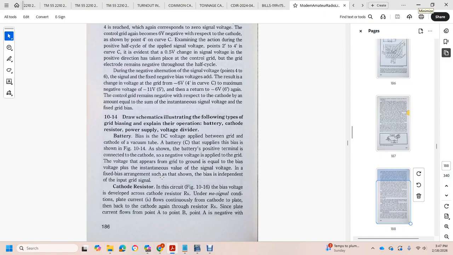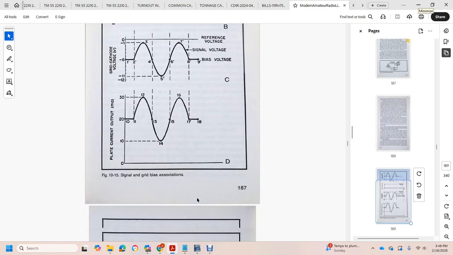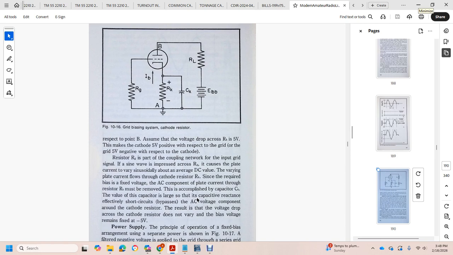Cathode resistive bias is developed in the circuit by the cathode resistor. Under no signal condition, plate current flows constantly from the cathode to the plate and back to the cathode through the resistor. With the signal, the plate current flows from point A to B, so A is negative with respect to B. Assume a voltage drop across the resistor of 5 volts. This makes the cathode 5 volts positive with respect to the grid, or the grid 5 volts negative with respect to the cathode.